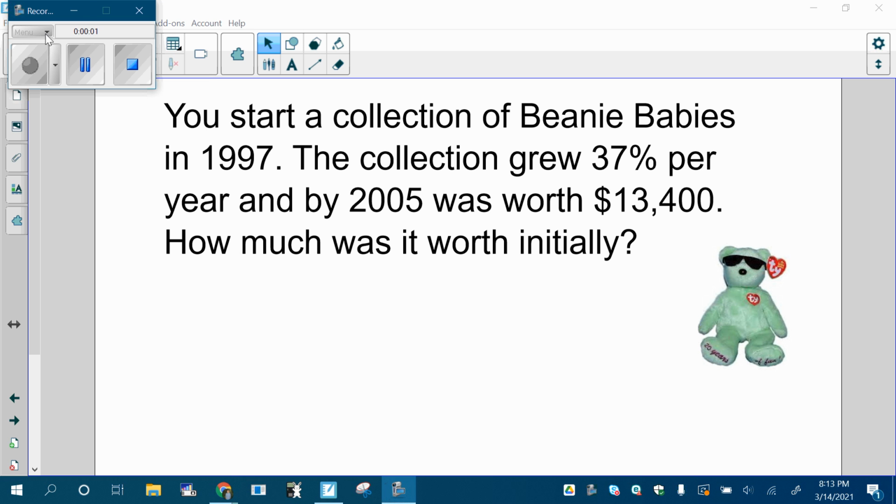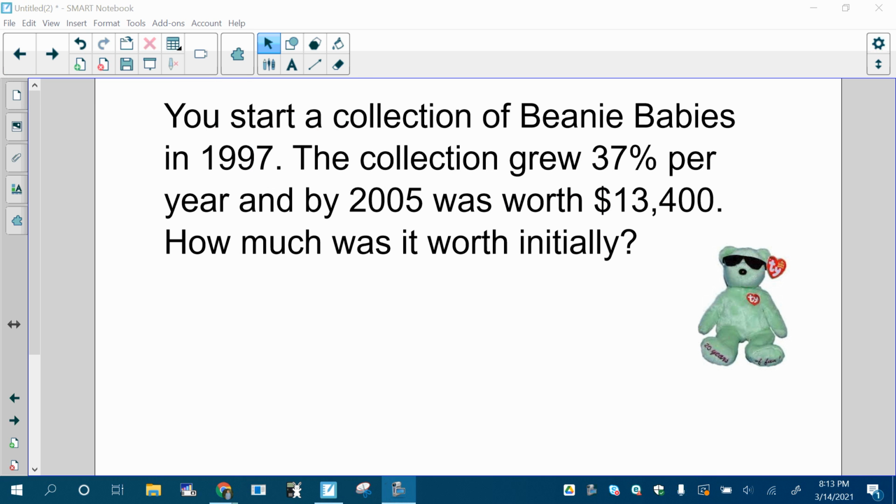Hey guys, I just wanted to show you a quick example of solving for the starting amount in one of these exponential word problems. It's not too bad, okay? So here's a quick example. You start a collection of Beanie Babies in 1997.